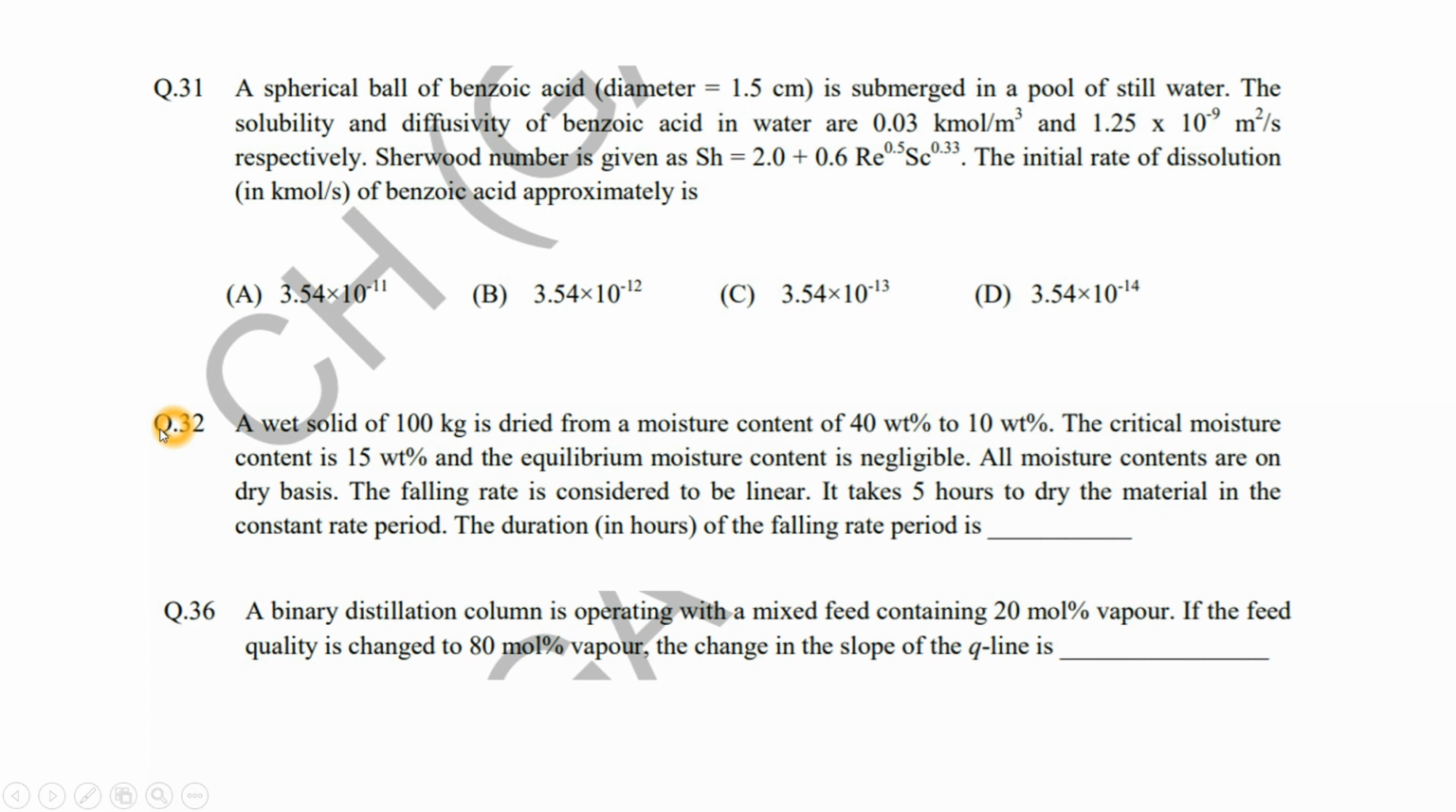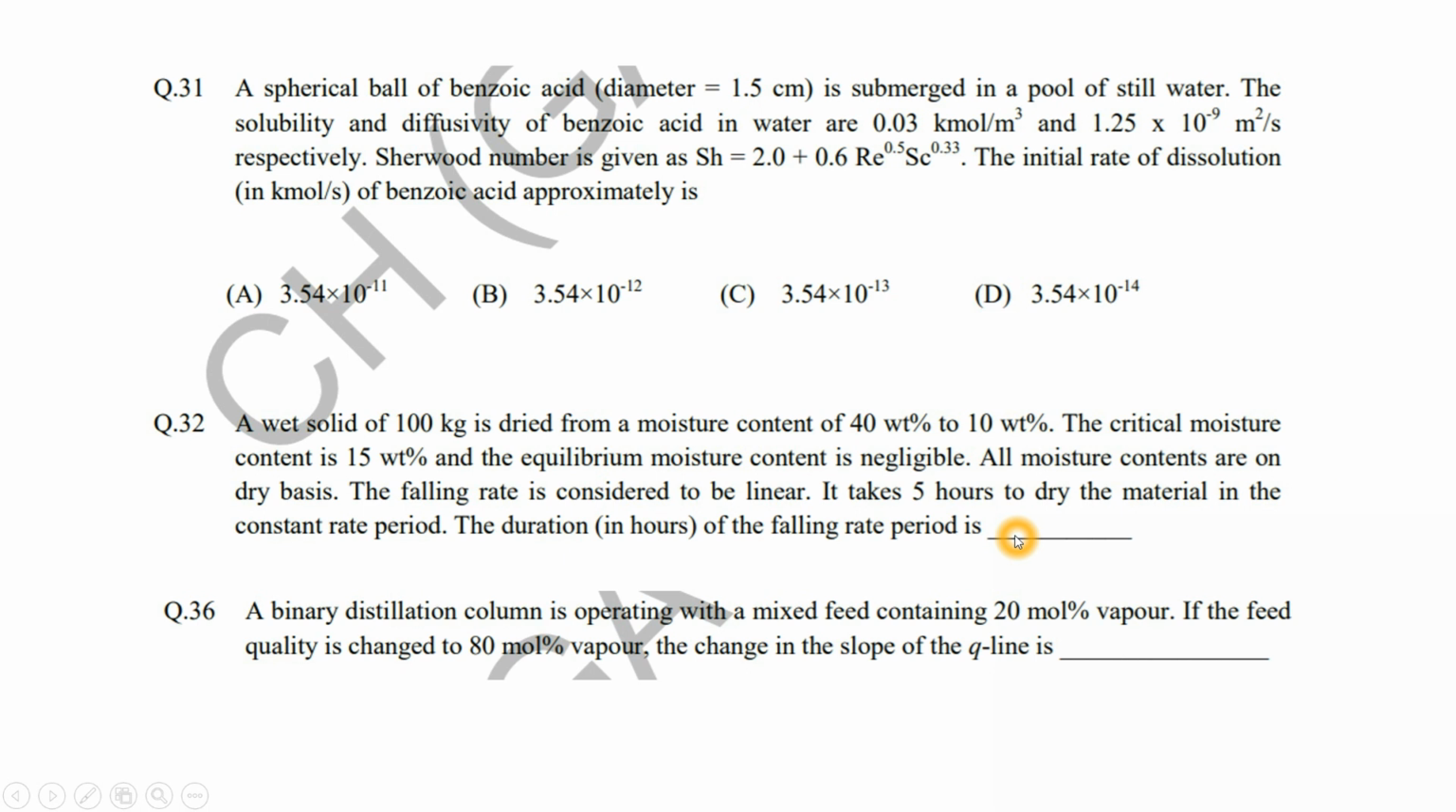So our next question is question number 32. A wet solid of 100 kg is dried from a moisture content of 40 weight percent to 10 weight percent. Remember this, they have given weight of solid, right? The critical moisture content is 15 weight percent. Equilibrium moisture content is negligible, that means it is 0. All moisture contents are on the dry basis, right? The falling rate period is considered to be linear. It takes 5 hours to dry the material in the constant rate period. The duration of the falling rate period is.